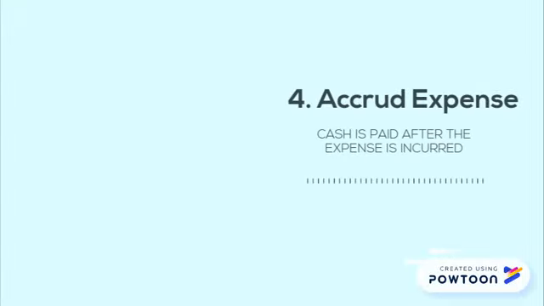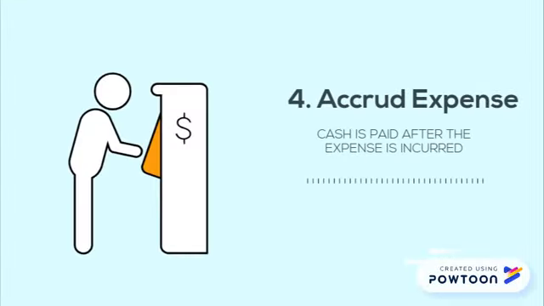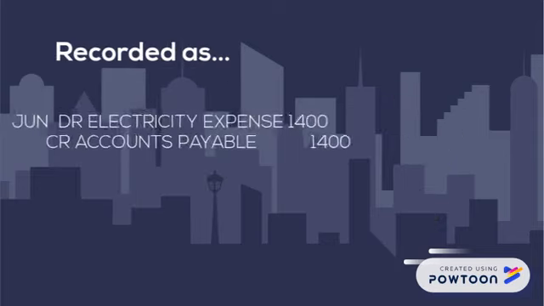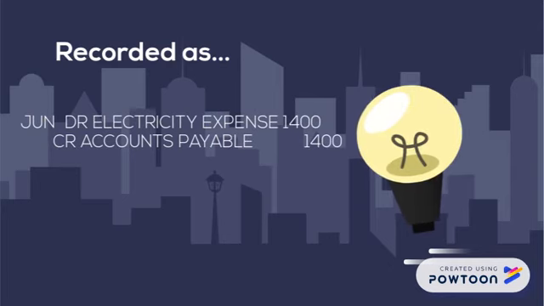Finally, the last scenario is accrued expense. This is when cash is paid after the expense has been incurred. Consider a business which has incurred $1,400 in electricity expenses for the month of June, and they do not pay this bill until July. The journal would record debit electricity expense, credit accounts payable.